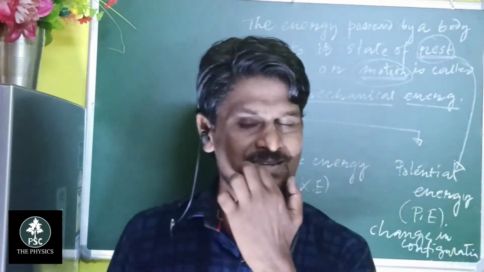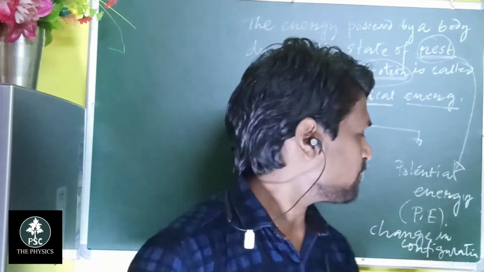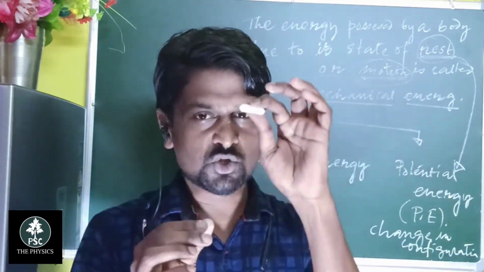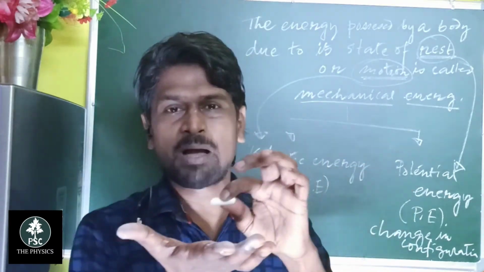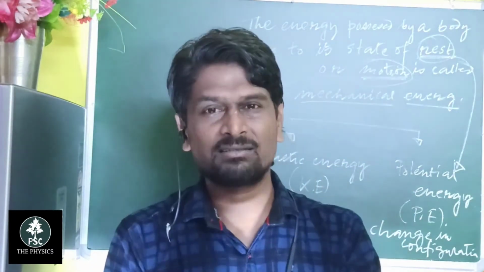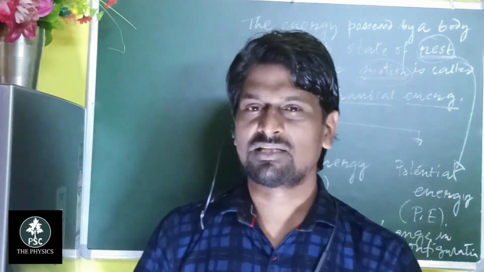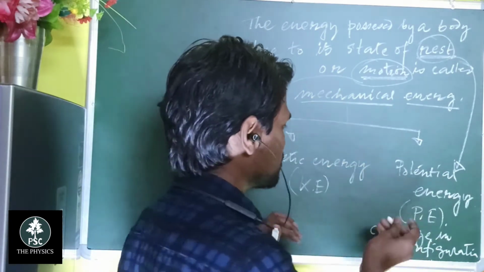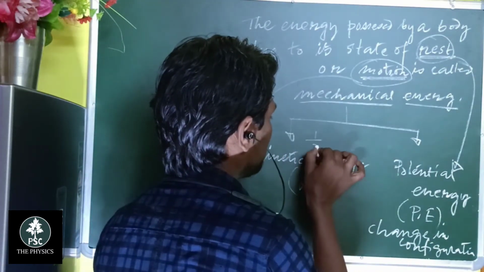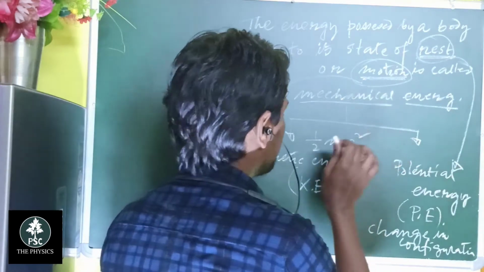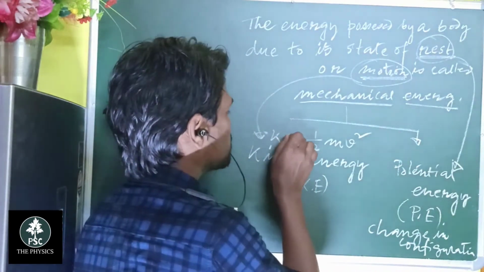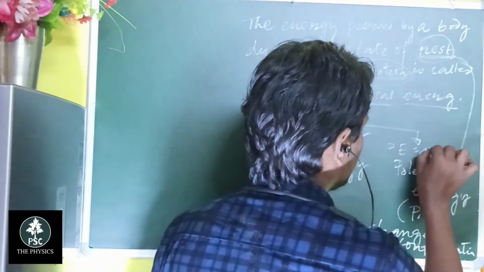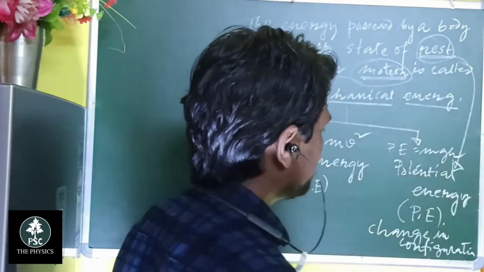A bullet fired from a gun is an example of kinetic energy, and this chalk kept at some height from the surface of the earth possesses some energy that is called potential energy. The expression for kinetic energy is half mv square, and the potential energy is mgh, due to its change in configuration.